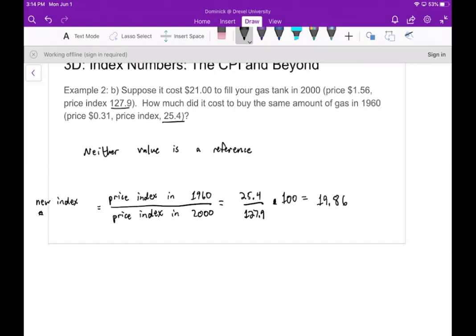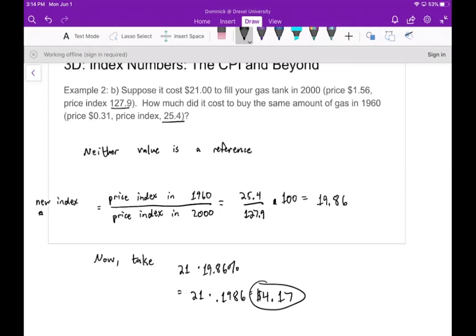All right, so now we take our $21 and we multiply it by 19.86%, which is equivalent to saying take 21 and multiply it by 0.1986. Okay, so if we do that, 21 times 0.1986, then we'll get that the same amount of gas would cost $4.17 roughly.